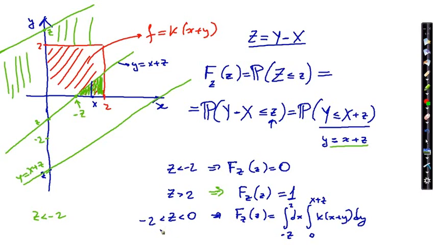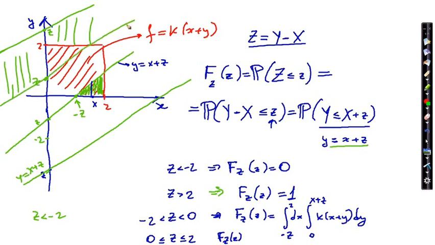Now, why are we separating into two portions that interval between minus 2 and 2? Because the remaining part is when z is between 0 and 2, and in this case we need to calculate F_Z at the point z. This is the probability that y is less than or equal to x plus z. In that case, we will have the following picture. So z is positive, between 0 and 2, say this is z.